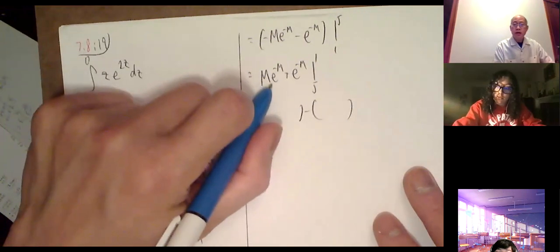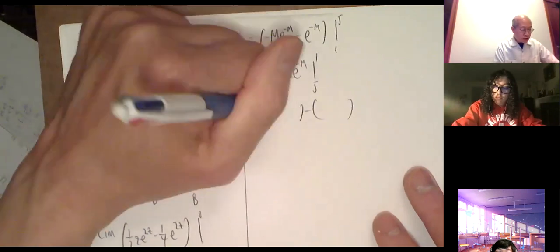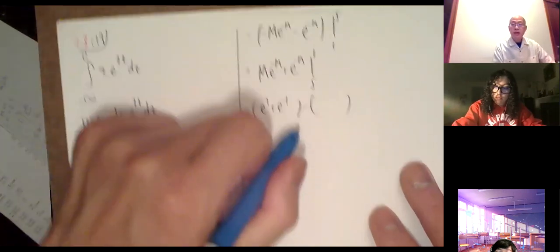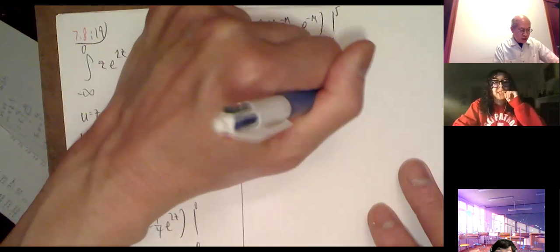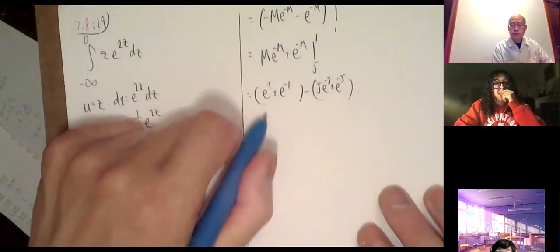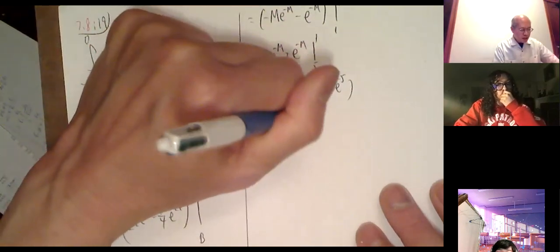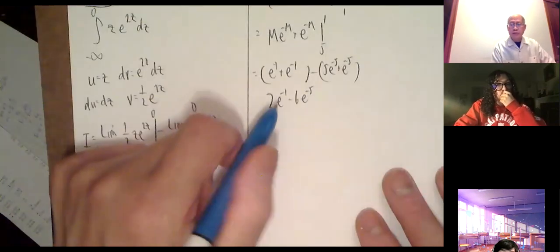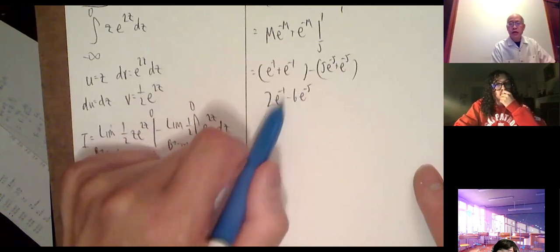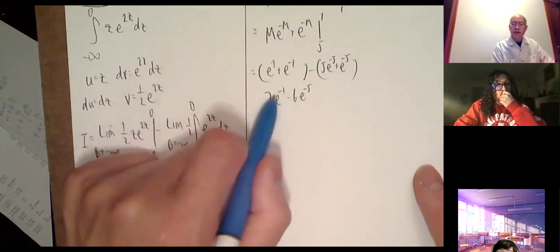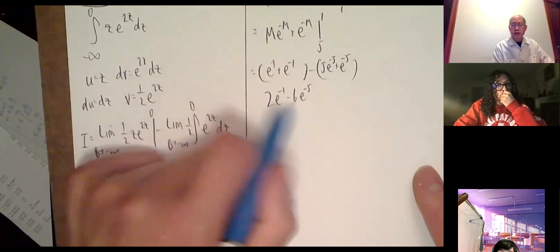Okay, plug in 1. I have 1 e to the negative 1 plus e to the negative 1. And then plug in 5. 5 e to the negative 5 plus e to the negative 5. So that's going to be 2 e to the negative 1 minus 6 e to the negative 5. And you can stop, you can leave it like that. And yeah, an exception to the rule of leaving your answer with a negative exponent is if you have an e as the base, you're allowed to leave it as a negative exponent. So this is an acceptable answer. You don't have to go 2 over e, 6 over e to the 5th. This is okay.